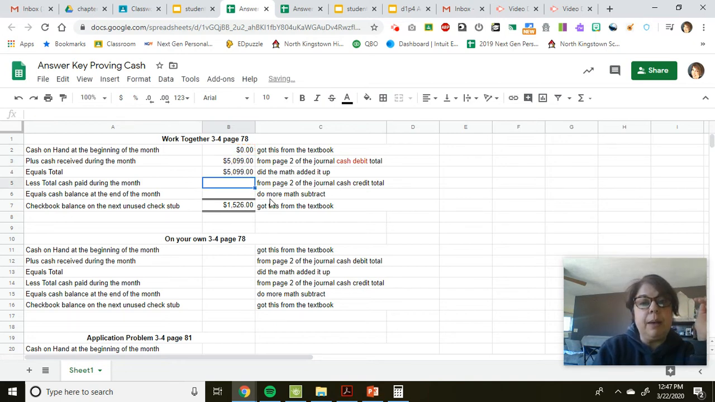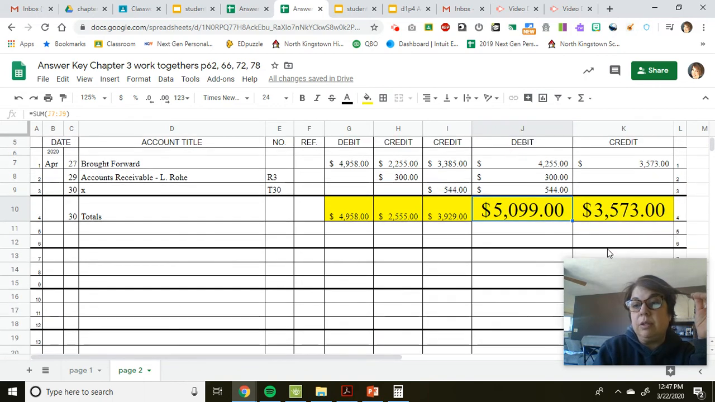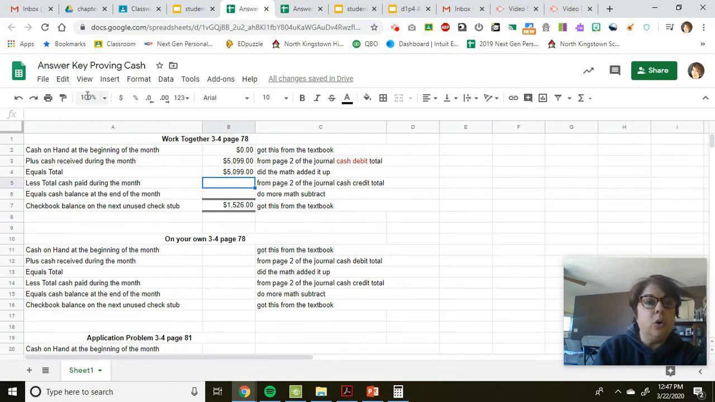The next thing I want to pop in is the page 2 journal amount for the cash credit total. So when I go over to the work togethers and I look at the cash credit, I'm looking at this number, $3,573. That should go in as my total cash paid during the month. Now, finally, I'm trying to see if it worked. I'm going to subtract the two cells because I want to take the total less the cash paid to figure out a total.